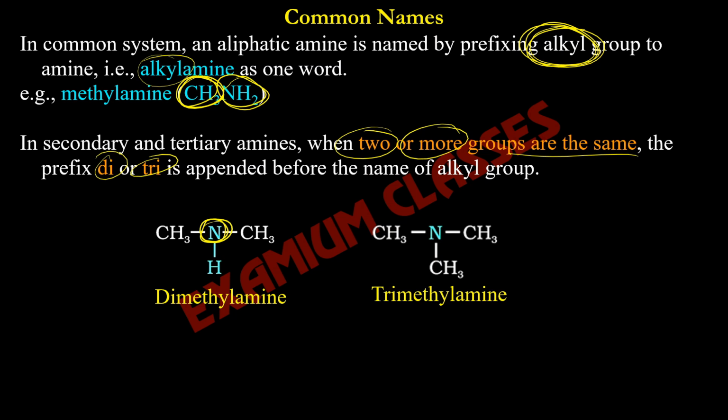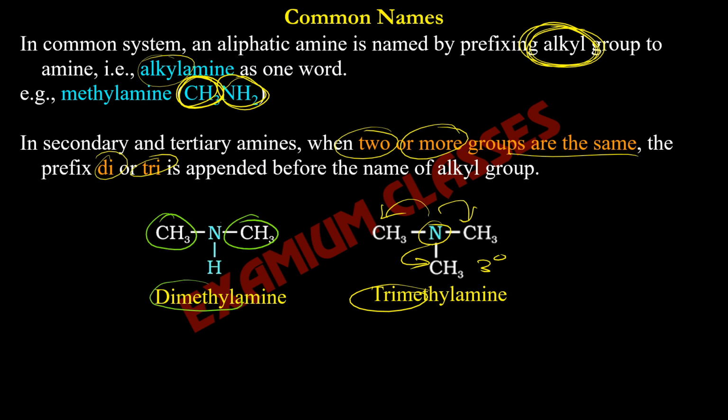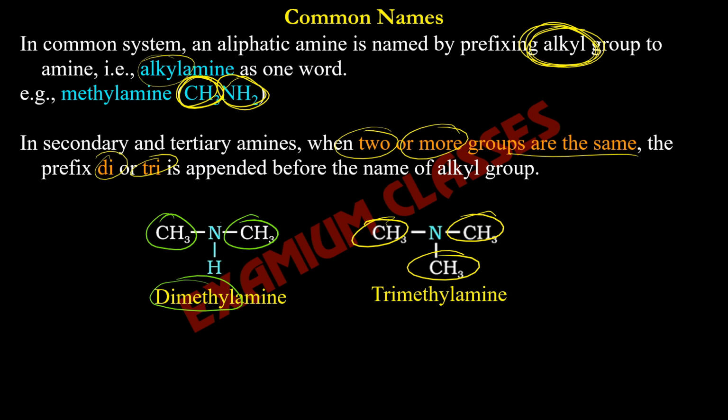Similarly, the tertiary one, on nitrogen, you have three carbons connected. So that's why it is tertiary, 3 degree. Here it is 2 degree because nitrogen is connected to two carbons. So two methyls connected to nitrogen. So that's why dimethylamine, in common name, alkyl groups. Similarly, here if we see, how many alkyl groups are attached? We have 1, 2, 3, and all are methyl. So that's why trimethylamine.